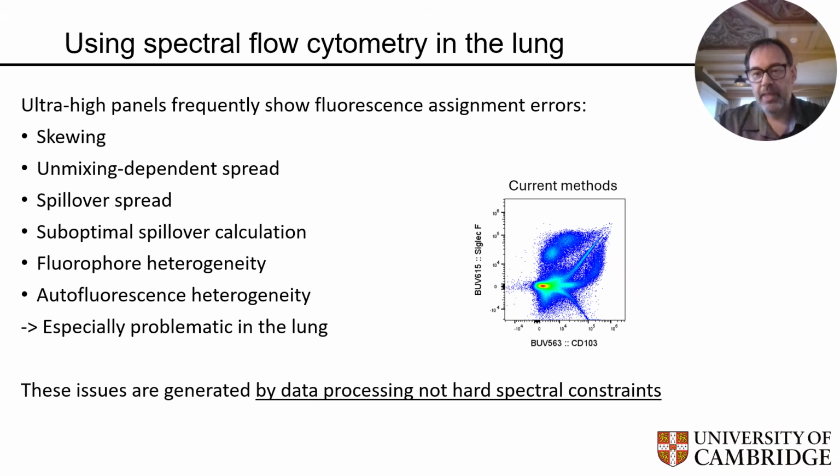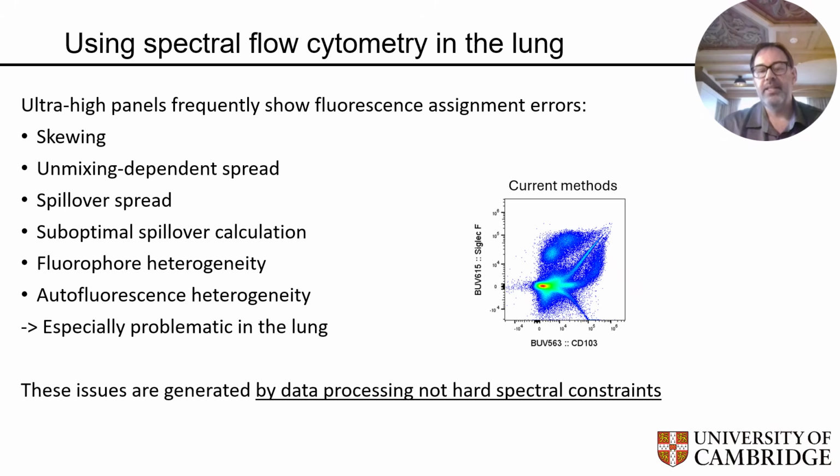Now, this is true in any flow cytometry panel once you start hitting the limits of the number of markers you can use, but it's especially problematic in tissues such as the lung, where you have multiple different cell types with completely different autofluorescent signals. And when you're deconvoluting the data, that autofluorescence goes into different channels, making it very challenging to do good flow cytometry on a tissue such as the lung. It is really important to note, though, that this is not a hard constraint based on the hardware. This is not an issue that is unresolvable in spectral flow cytometry.